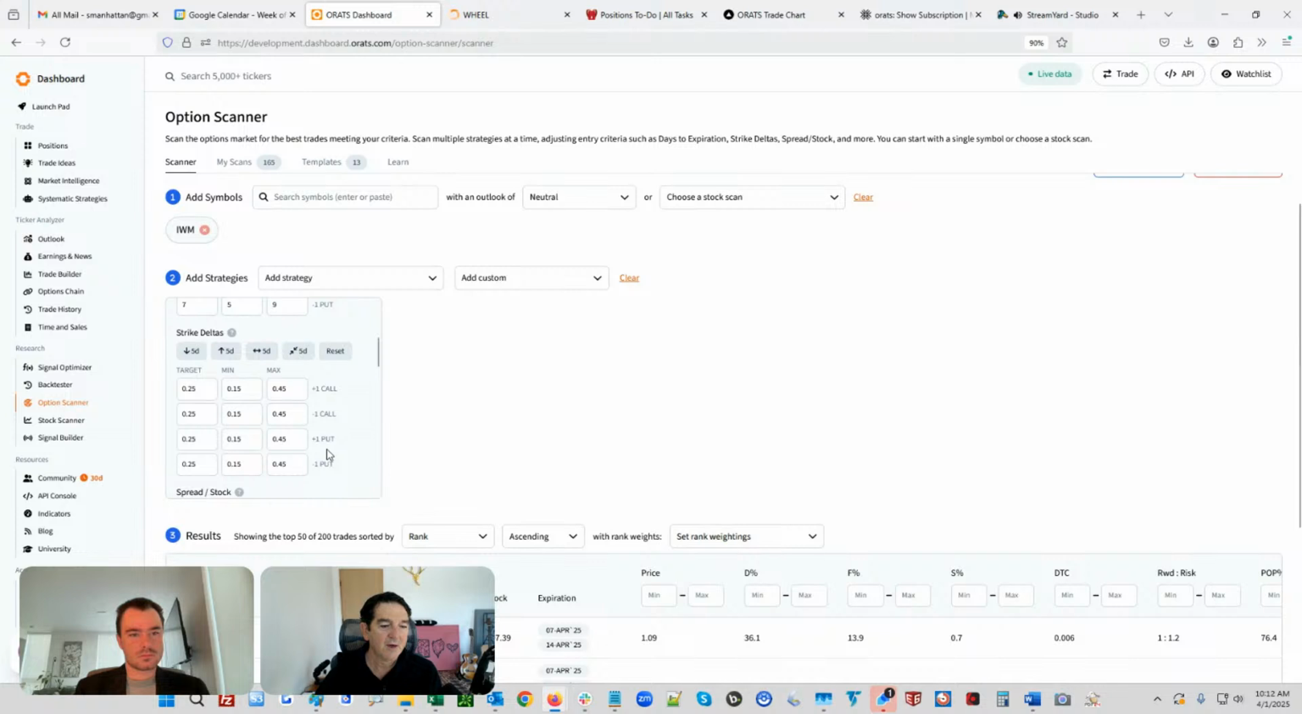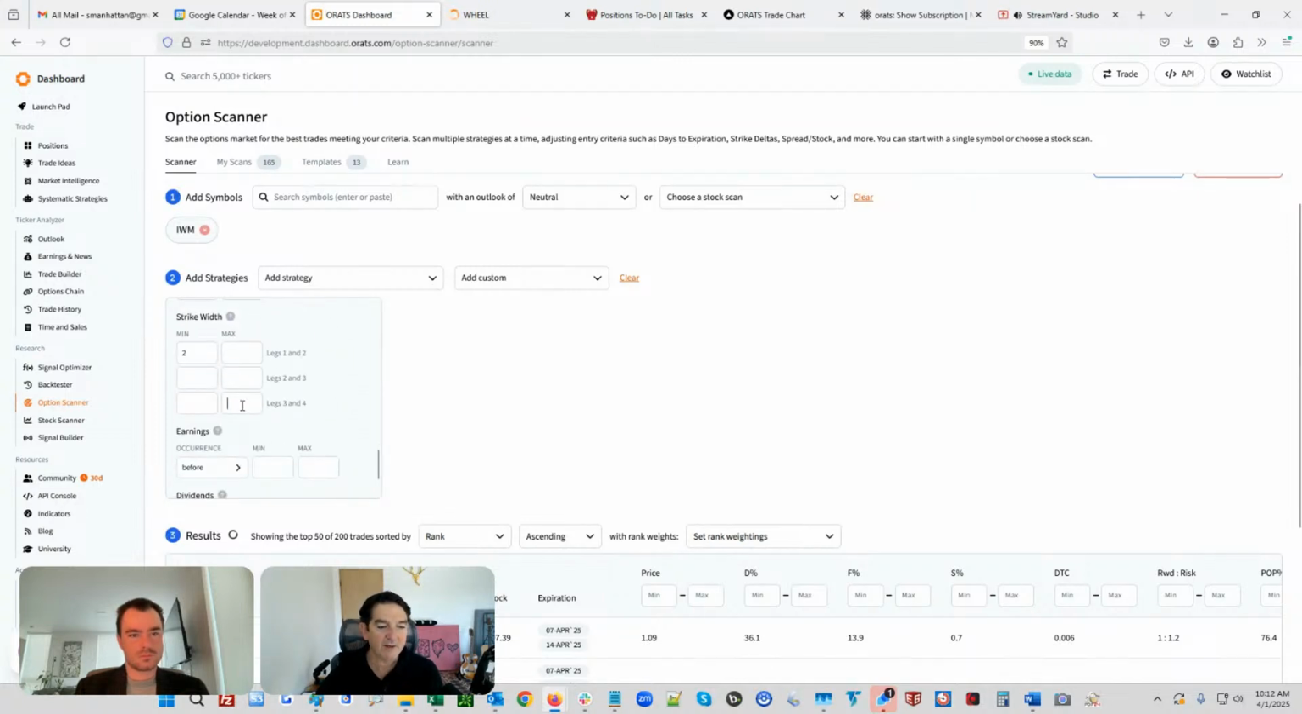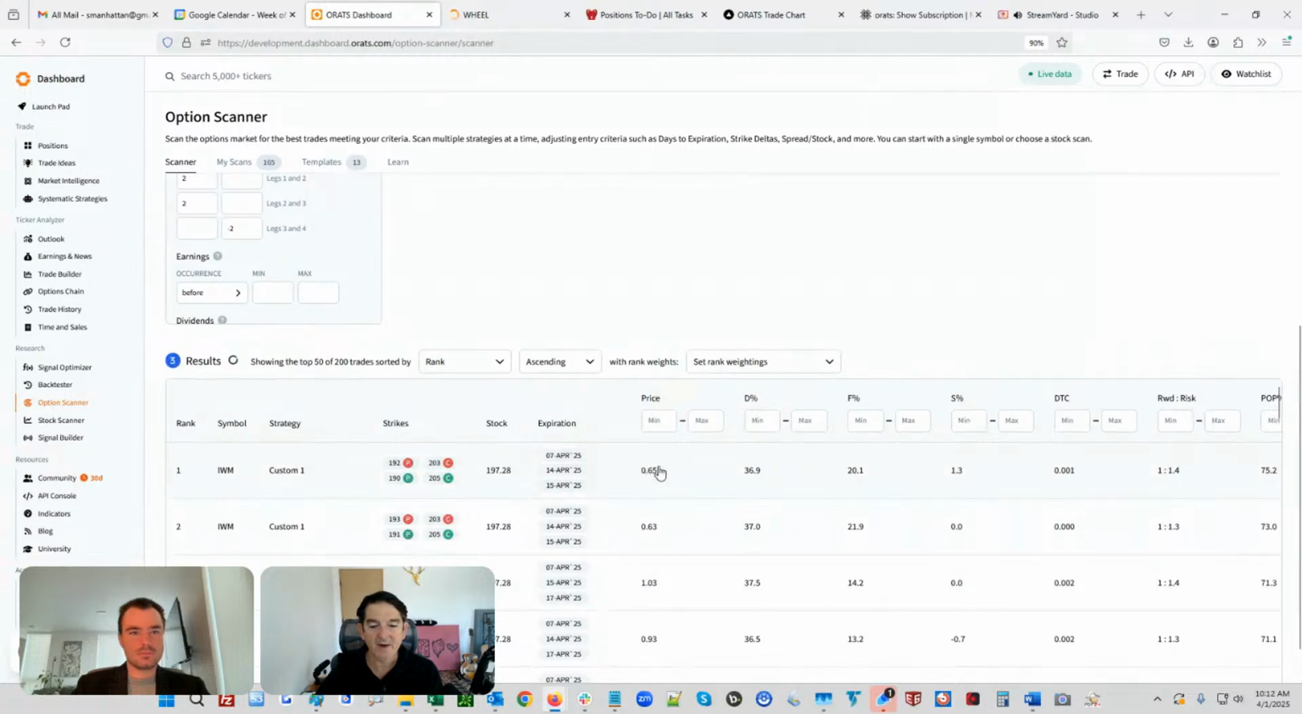So now the put that we're long needs to be smaller. So that's going to be the negative, so that's going to be the -2. And then this is going to be obviously 2. So let's see if that worked. You could see it scanning and it looks like it did work.